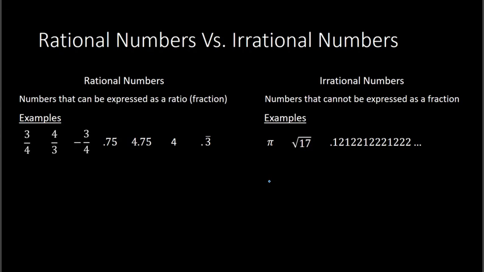Here we have 0.12, 122, 1222, 12222, etc. So this one does have a pattern. You keep adding one more 2 each time, but that doesn't mean that it's rational. This would be irrational because it keeps going forever and nothing repeats. The 0.3 repeating over here, that would be rational because this is a repeating decimal. So if it's repeating, even though it goes forever, it's still rational. If it's not repeating and it goes forever, it would be irrational.